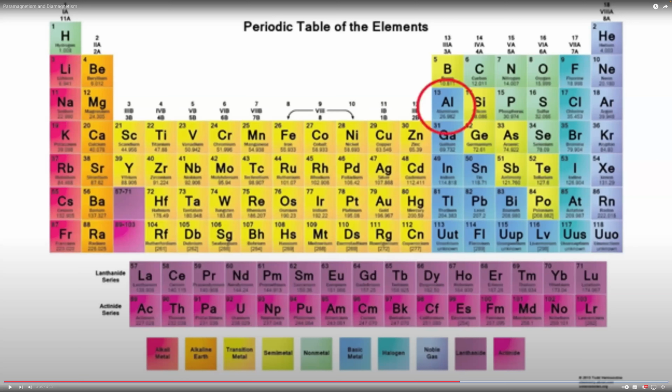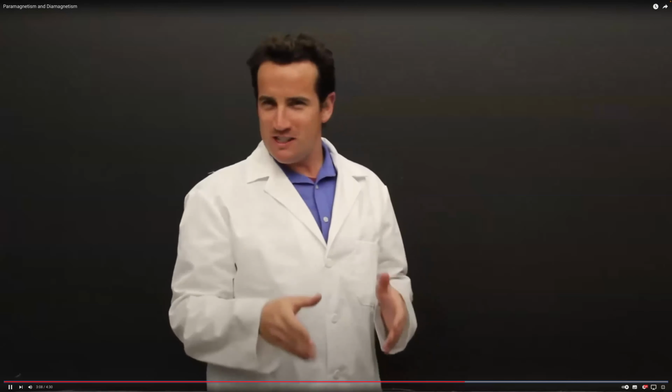Okay, ferromagnetic is completely different. It is mostly related to the family of iron. So what does it take to understand?